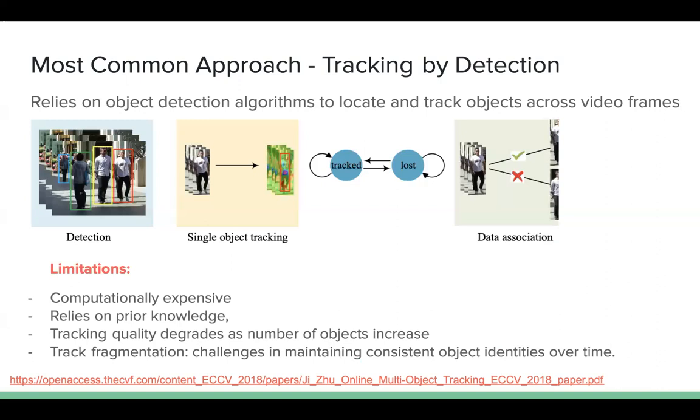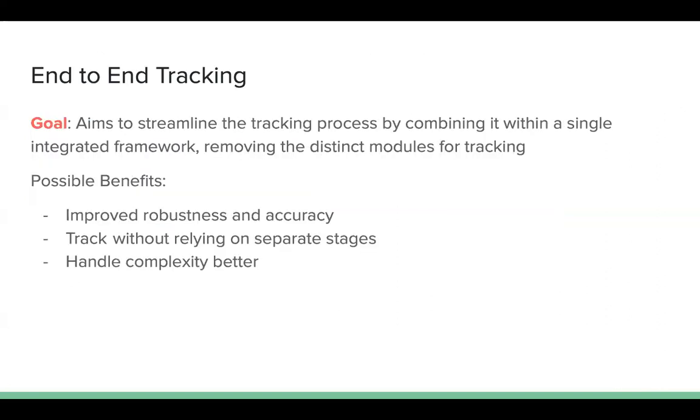So is there an alternative? Well, a less common approach is end-to-end tracking. The goal of this is to streamline the tracking process by combining it within a single integrated framework, thus removing the distinct models for tracking. Possible benefits of this can include robustness and accuracy improvements, tracking without relying on separate stages like the detection and then the association, but rather having it streamlined. And the third would be that it would be able to handle complex scenes with occlusions much better.